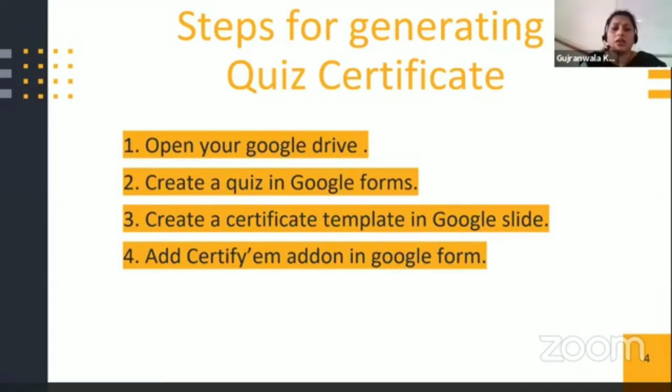So we have done all the 4 steps. I can just make you revise. Just go to Google Drive, then create a Google form and then convert it into a Google quiz. Then select a certificate template from Google Slides. You can also make your own customized template for Google Slides and then add the Certify add-on in Google Form. And it is ready to go. It's very simple. It will take only 5 to 7 minutes for you.